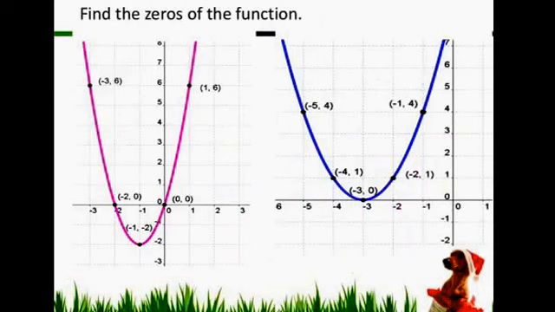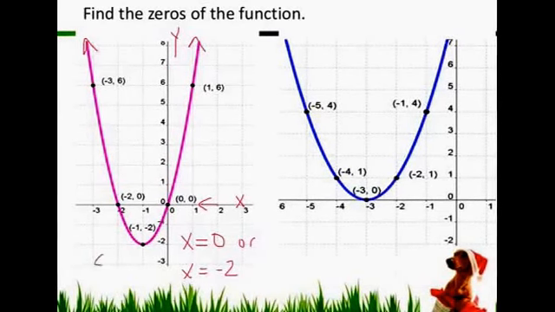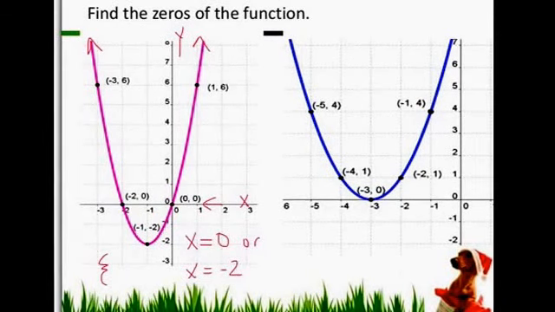So let's find the zeros for these functions. Well, this is my x-axis, this is my y-axis. The zeros of the function for this pink graph over here are where it crosses the x-axis, so when x equals 0 or when x equals -2. I can also write that as -2, 0. Sorry, I changed colors on you.